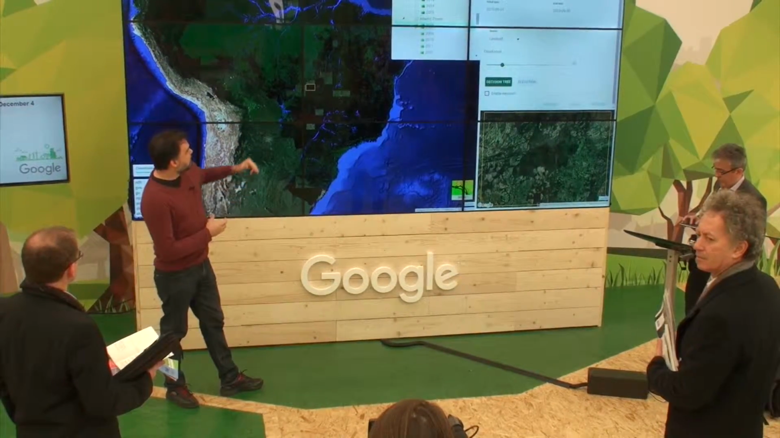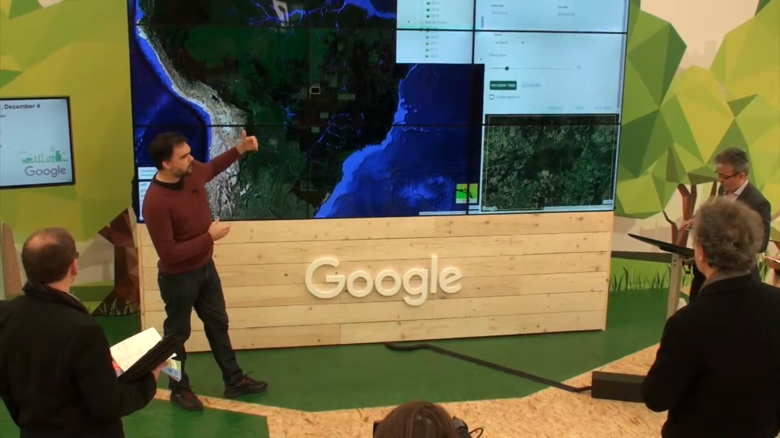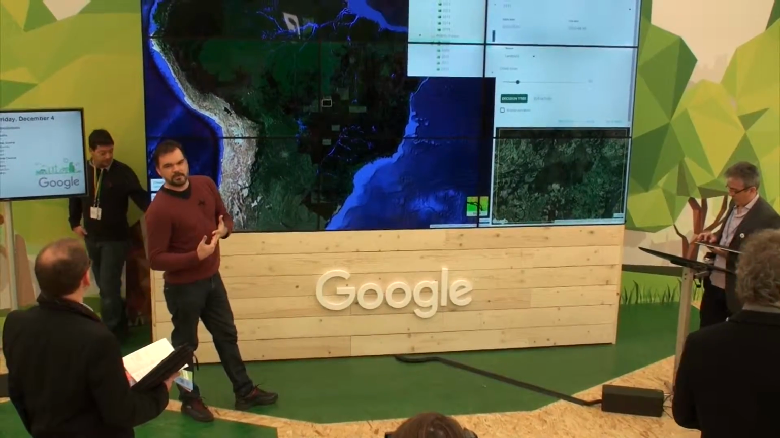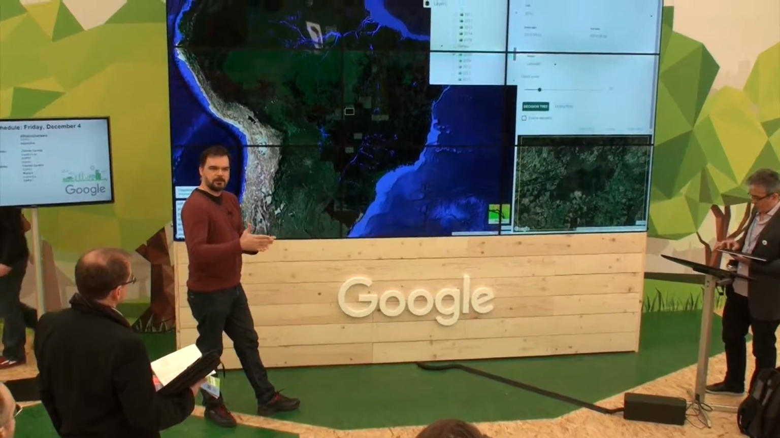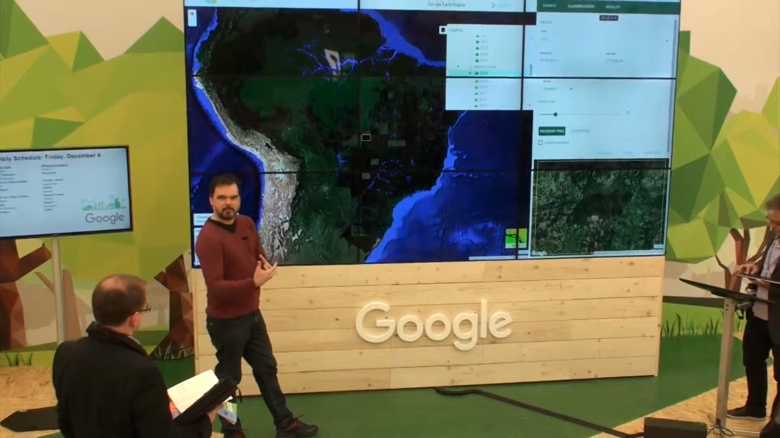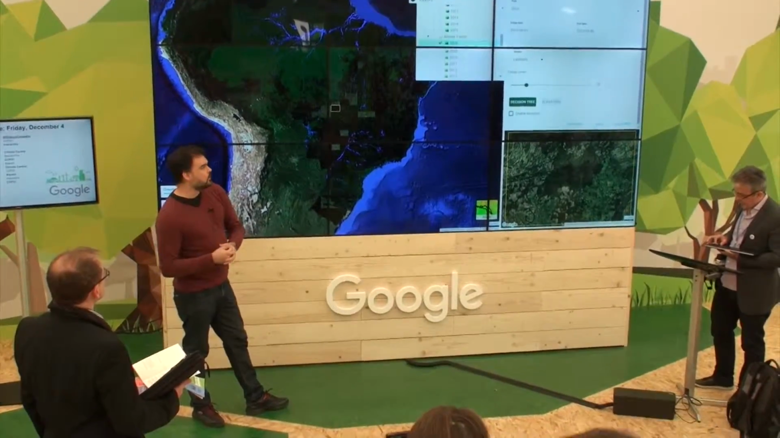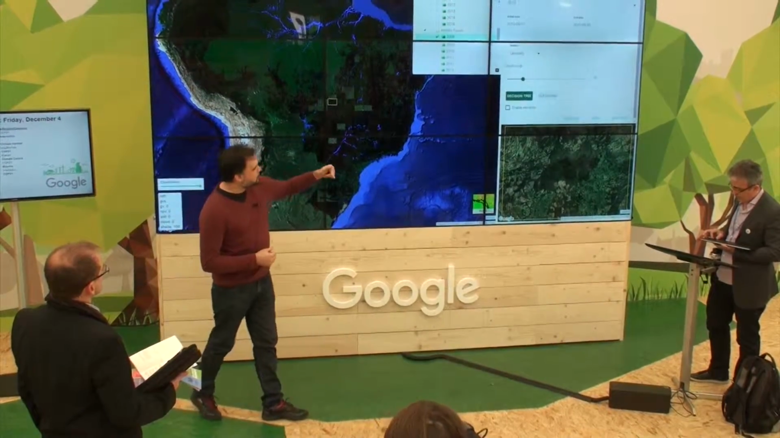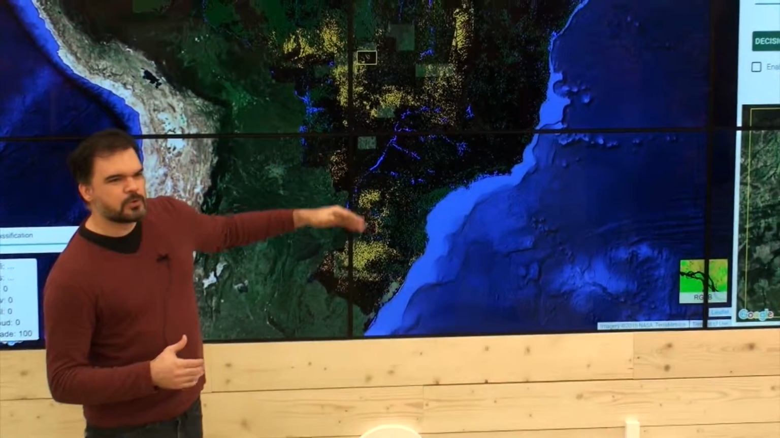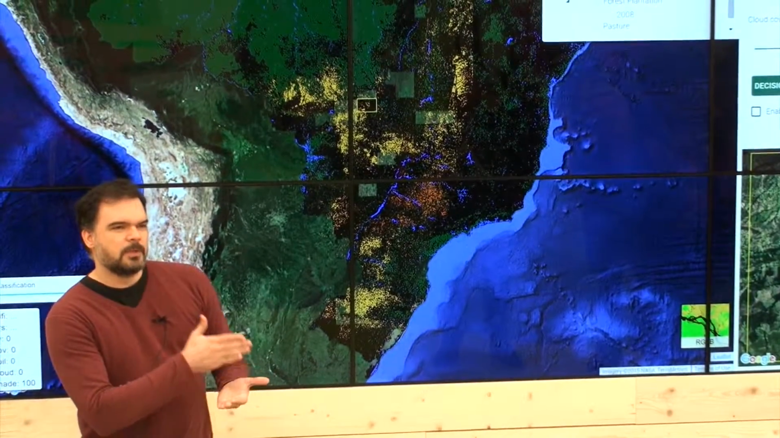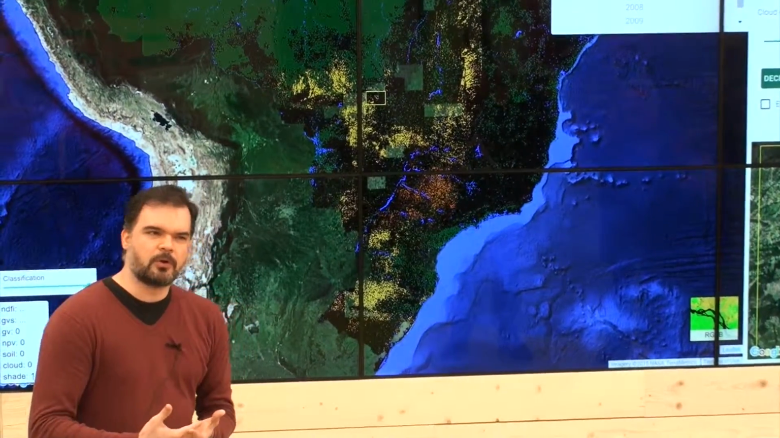So the main objective is to make a land use cover map of each year, so we can estimate the carbon based on land use. We have also the plantations and the pasture. So we have the agriculture of each year in the whole country of Brazil.